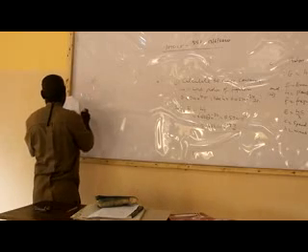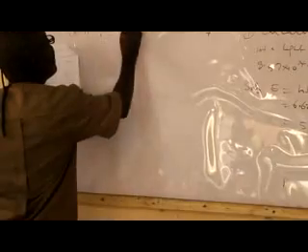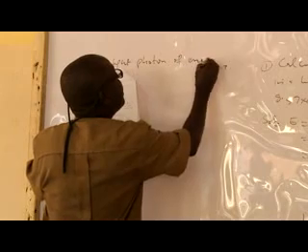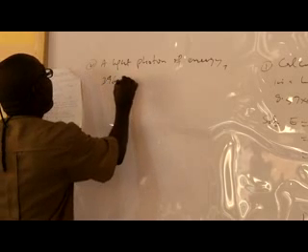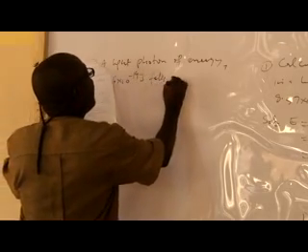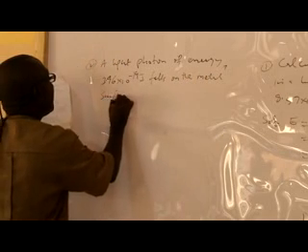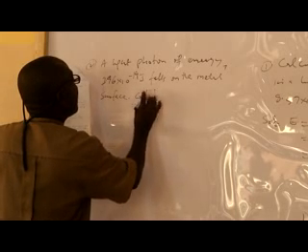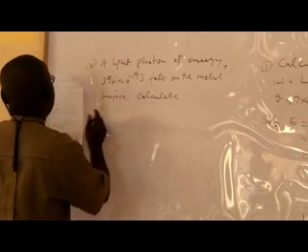Question number 2 says a light photon of energy 3.96 times 10 to the power negative 19 joule falls on a metal surface. Calculate the photon frequency.